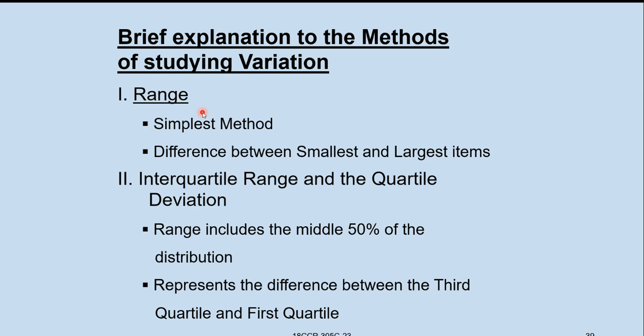Interquartile range. Interquartile range means comparing Q1 and Q3. Q1 we calculated, Q3 we calculated. We will compare them. That is called interquartile range. And quartile deviation. The range includes the middle 50% of the distribution. We will compare Q1 with Q2, Q2 with Q3, and so on. It represents the difference between the third quartile and first quartile, Q1 and Q3, like this.